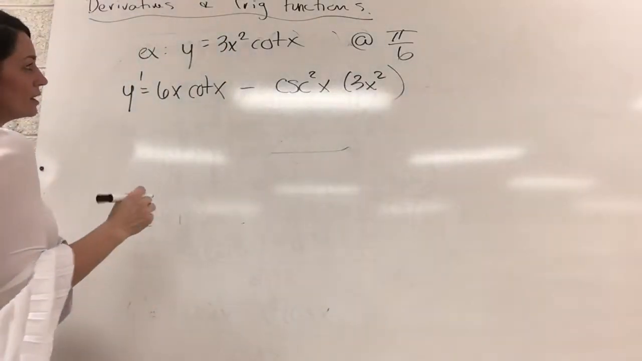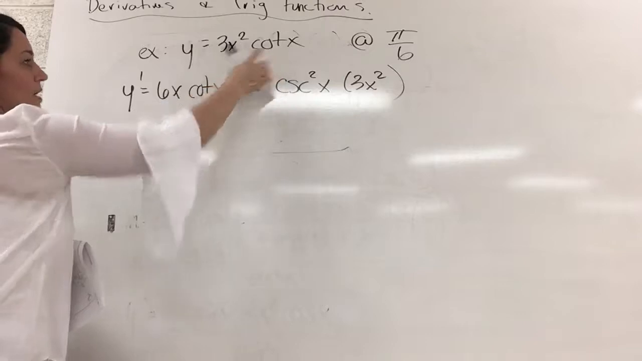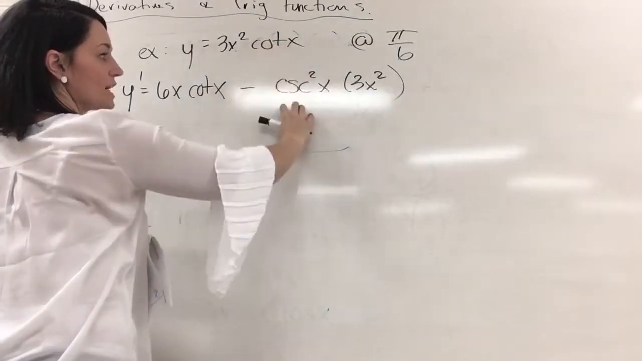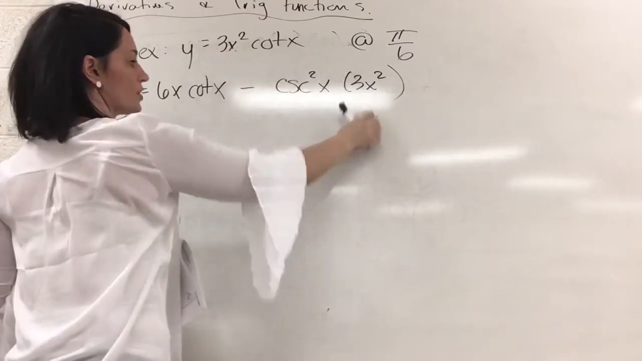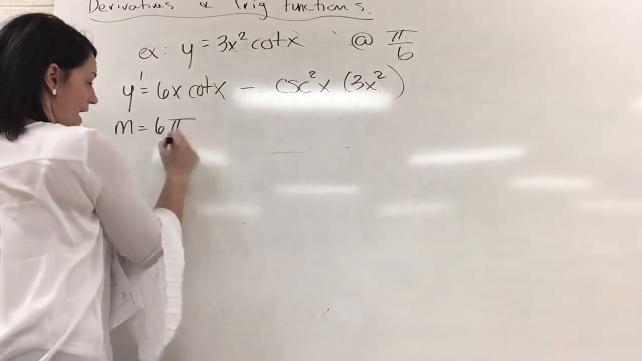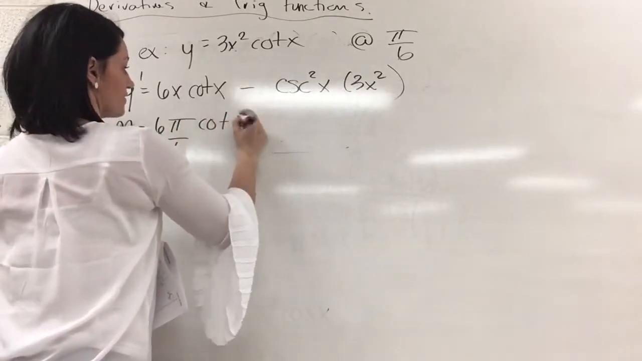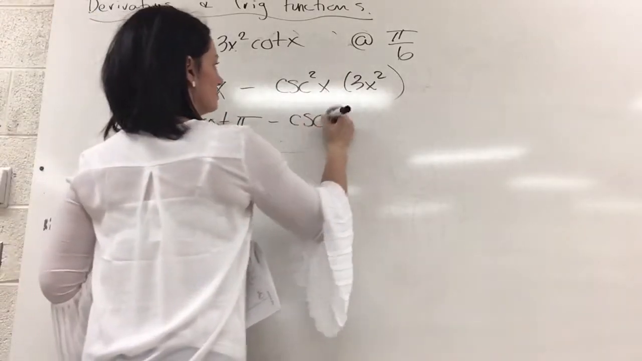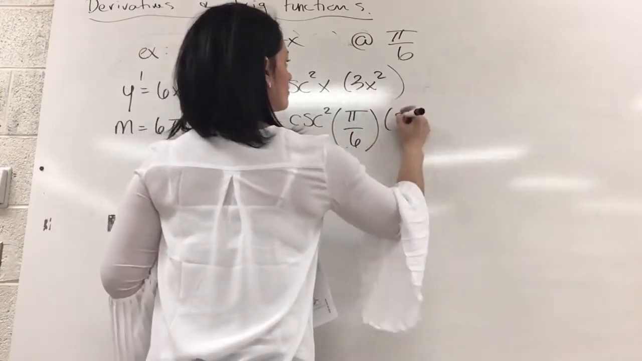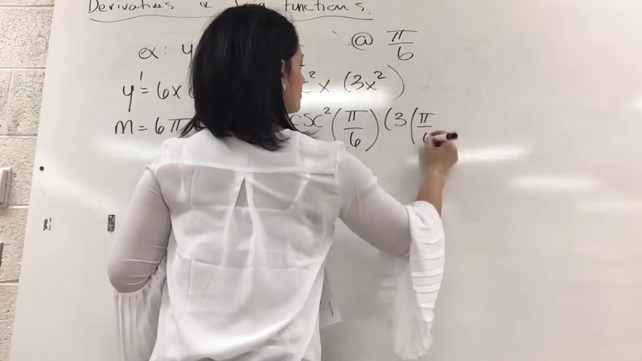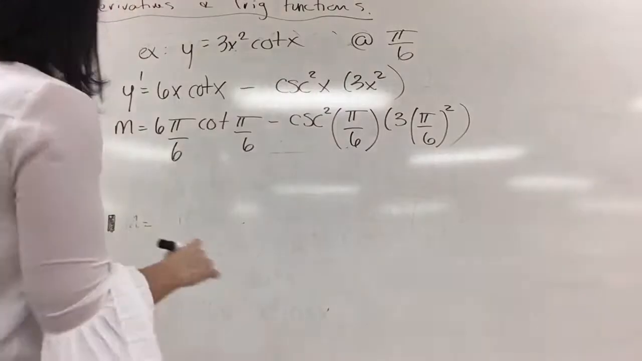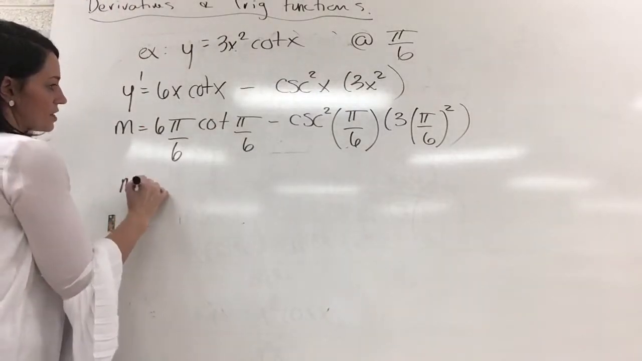Okay, so derivative of the first term multiplied by the second term, plus the derivative of the second term, the derivative of cotan is negative cosecant squared, times the first term. And then I need to plug pi over 6 in to find the slope. So wherever I see an x, I plug in pi over 6. Okay, lots of brackets. Take our time here. So 6 times pi over 6 obviously is just going to be pi.